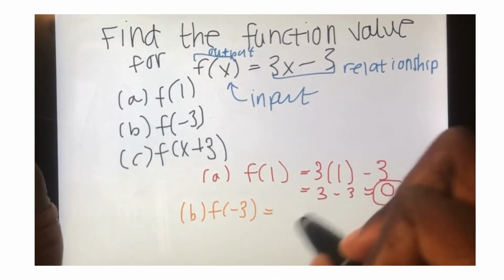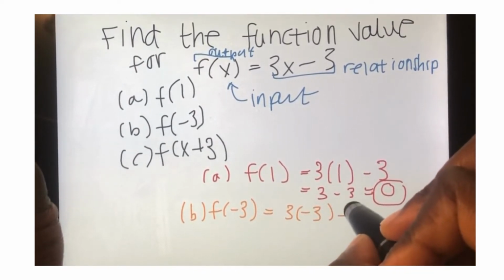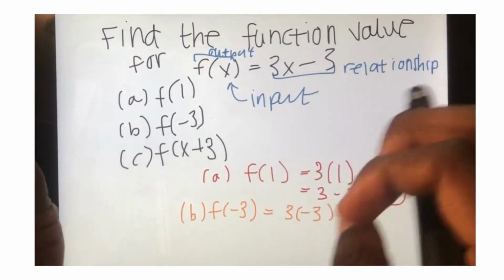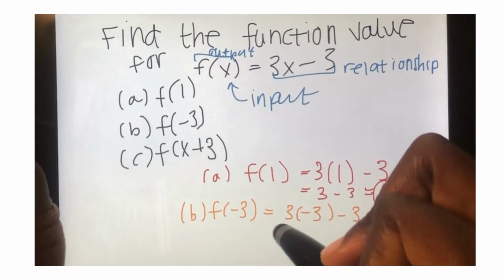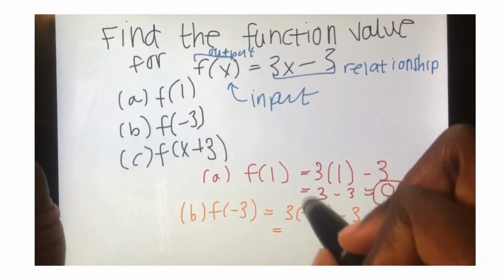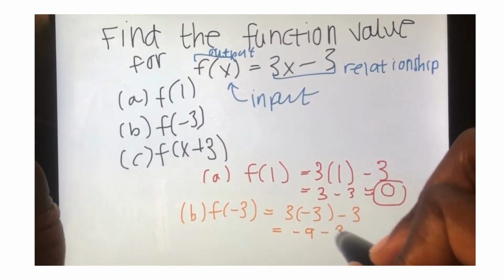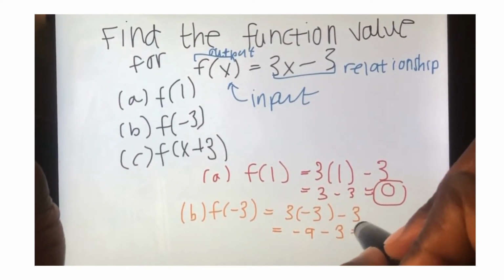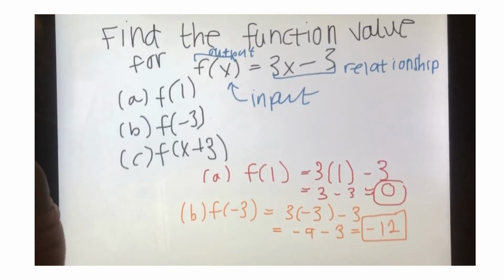is going to be the same thing, right? Put the minus 3 wherever you see the placeholder for the input in the original function equation. 3 times minus 3, right? Positive times negative, that's negative 9. We have negative 3. Negative 9 minus 3 is negative 12, right? And so that would be that.